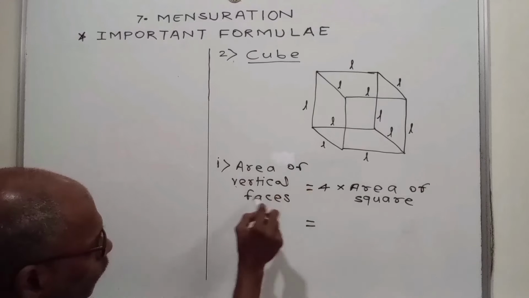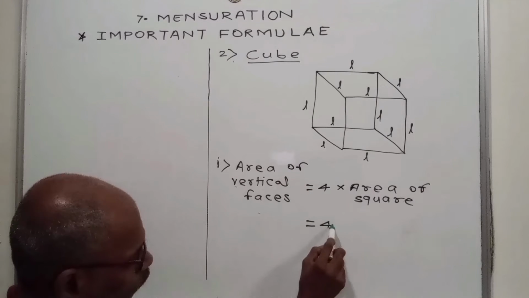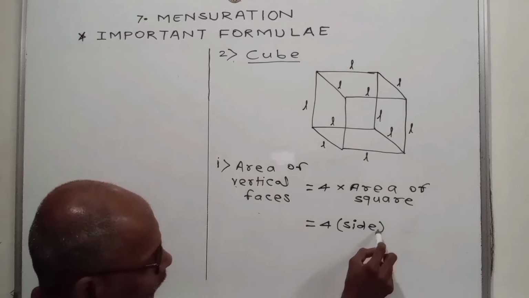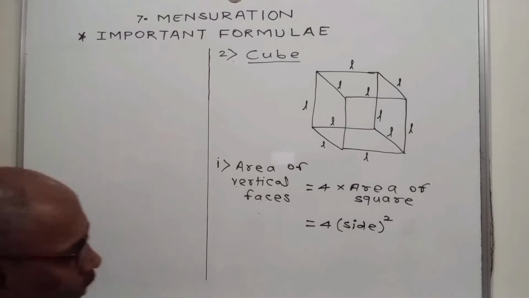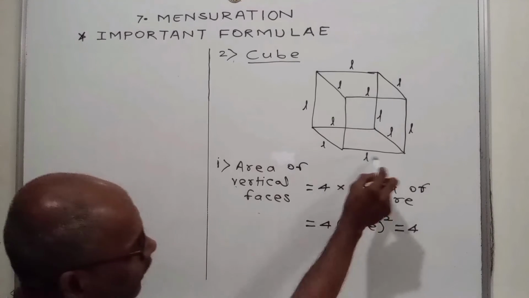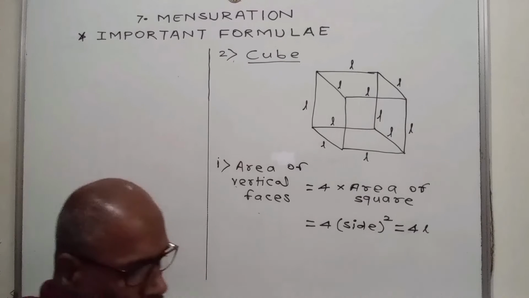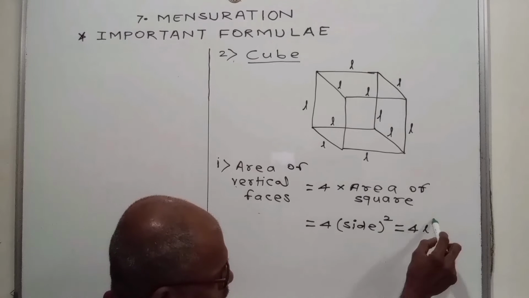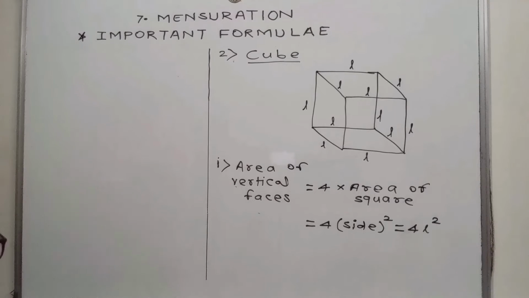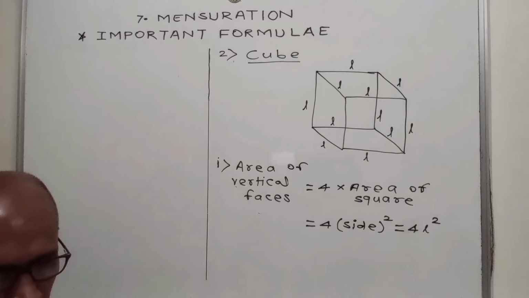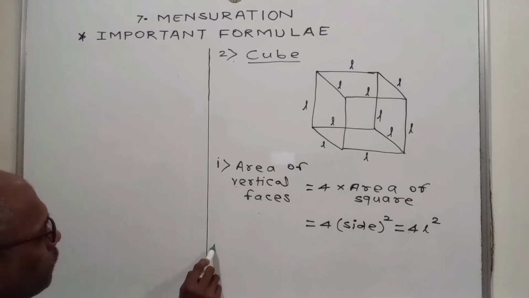Therefore, area of vertical faces is equal to 4 into side square. Therefore, we write here 4, length of side is here L. You can take A, B, C like that also. So 4L square. Area of vertical faces or area of lateral faces. Okay.